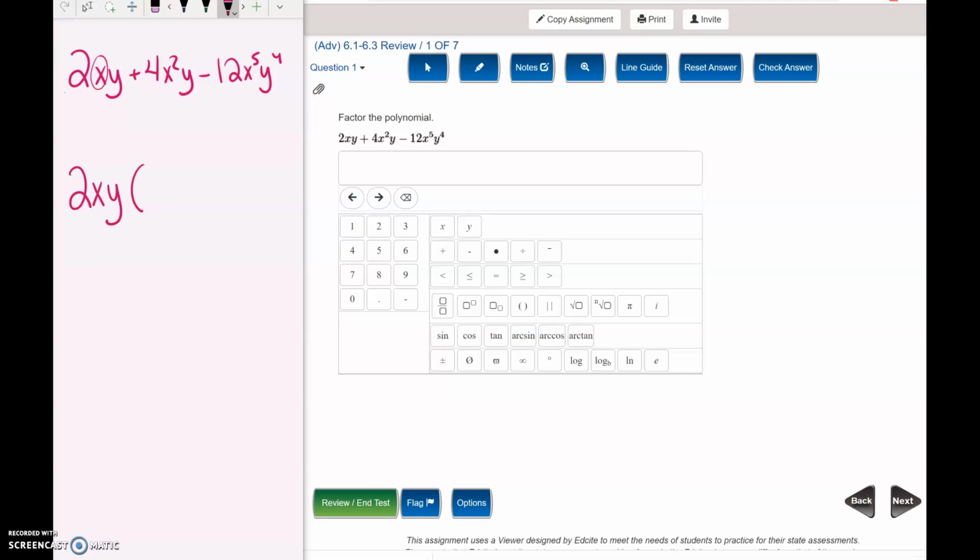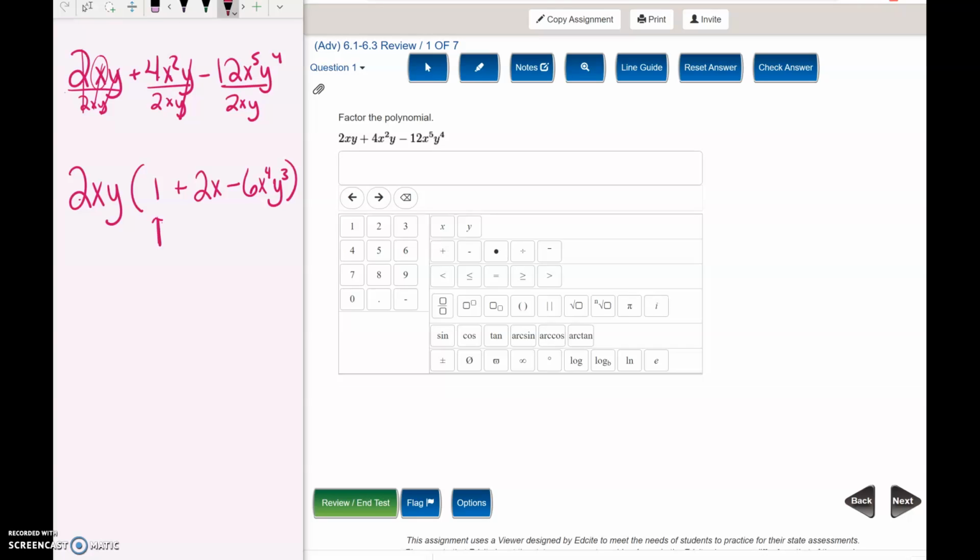All right. So 2xy, if I divide it by 2xy, will be 1. That is the most commonly missed part of this problem. 4 divided by 2 is 2. X squared divided by x, and it's sometimes helpful to write this underneath. So 4 divided by 2 is 2. X squared divided by x is x. Y divided by y, that cancels out. Negative 12 divided by 2 is negative 6. X to the fifth divided by x is going to be x to the fourth. Y to the fourth divided by y is y to the third.